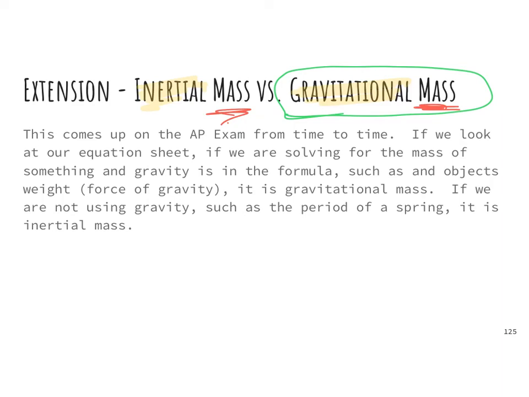However, if I'm in space and I am stretching a spring out, which we'll talk more about later, and I let it oscillate back and forth, that actually does not change from planet to planet. So that's what we refer to as its inertial mass, because it never changes. The inertial mass doesn't rely on gravity to solve for it. So gravitational mass uses g. Inertial mass does not use g. So it's just a quick little extension. We may or may not see a problem like that sometime during the year. But just a heads up, when we talk about mass, that's something we're talking about.